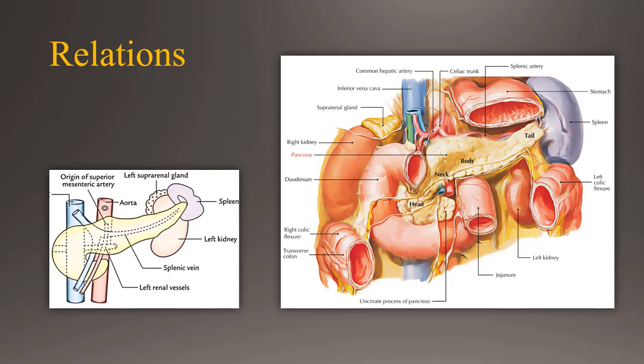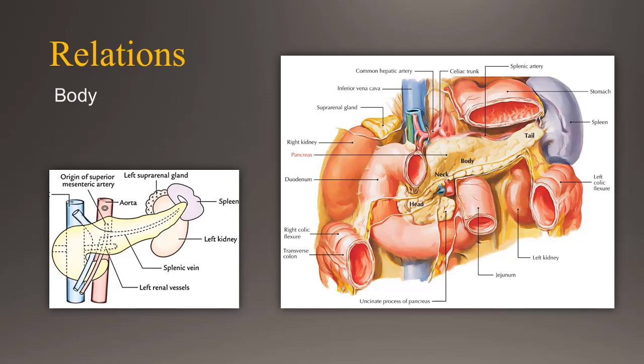Let us look at relations of body of the pancreas. Body of the pancreas is triangular in cross section. Anterosuperior surface is related to stomach. It is separated from stomach by lesser sac. Anteroinferior surface is related to coils of intestine.